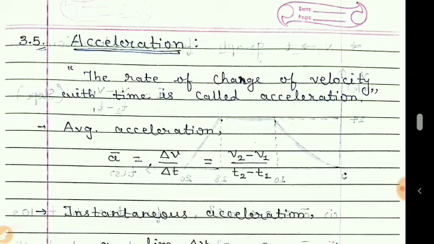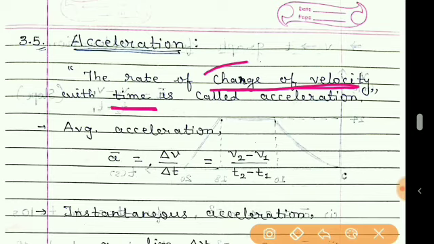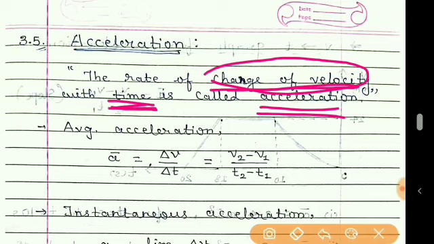So when the velocity increases or decreases, that can be said as change in velocity. Either increase or decrease, that is considered as change. And that change in velocity with time, because this change of velocity takes some time, is called acceleration. So I hope you understood this. What is acceleration? Change in velocity with time is called acceleration.